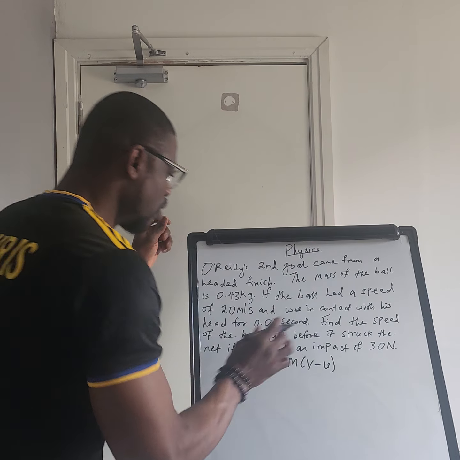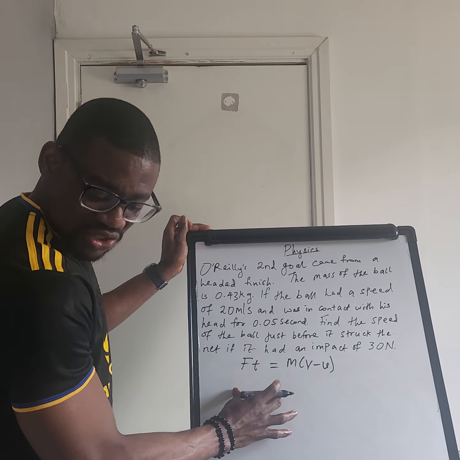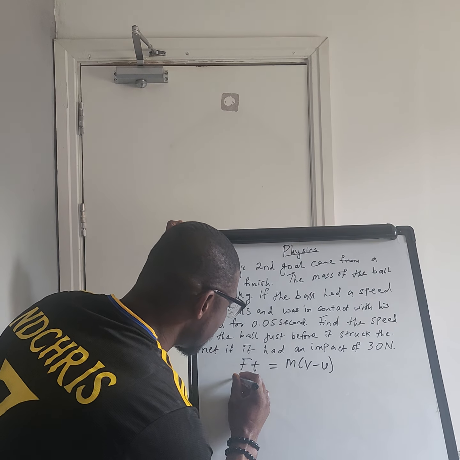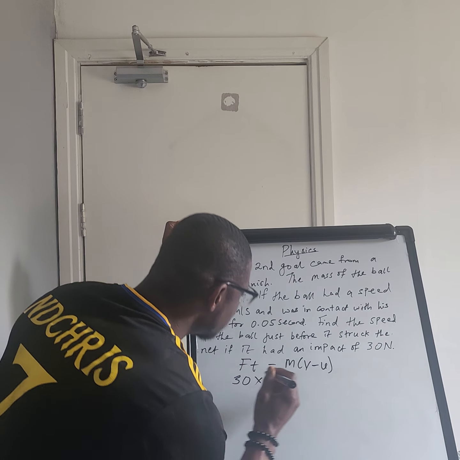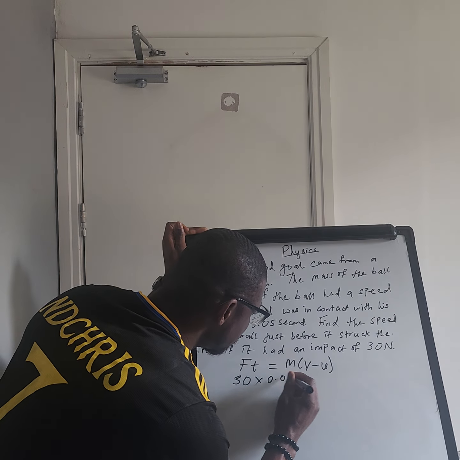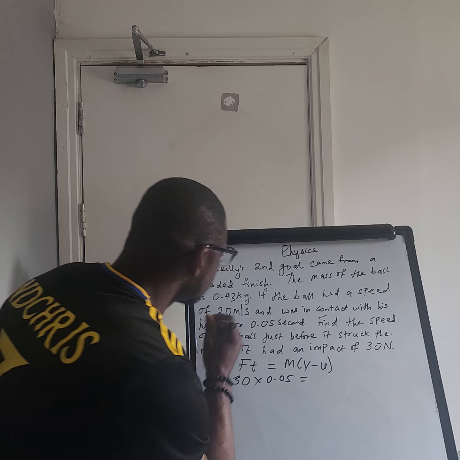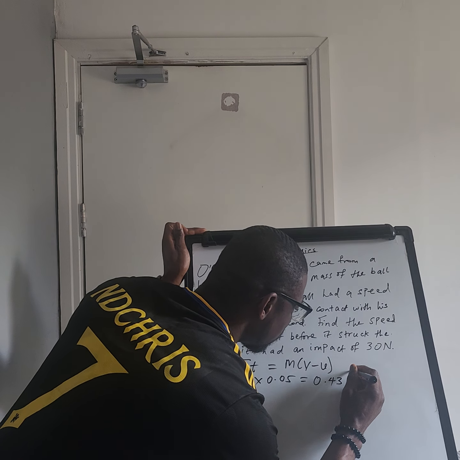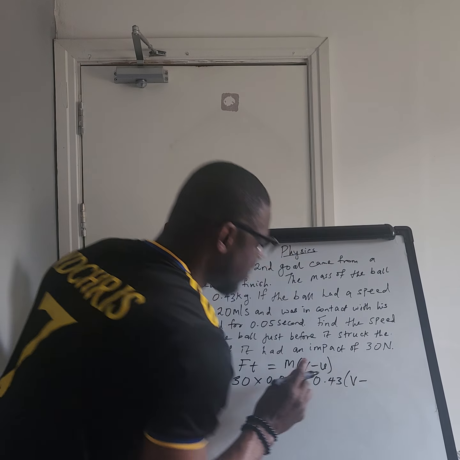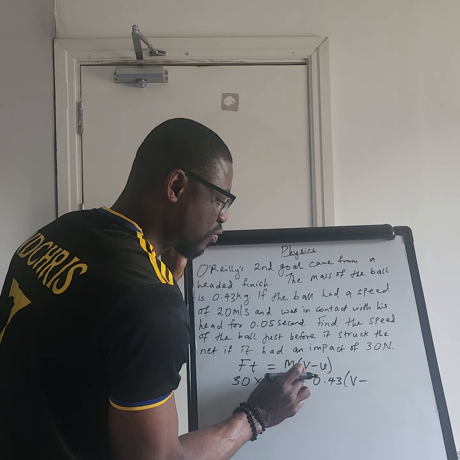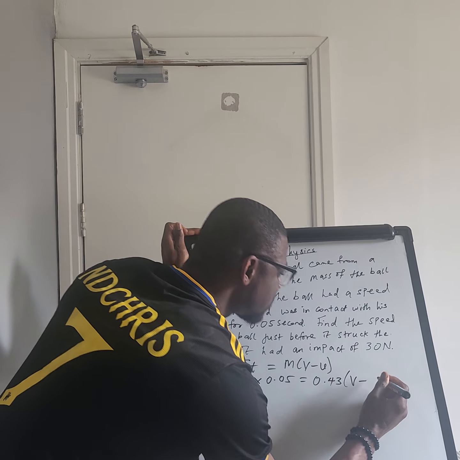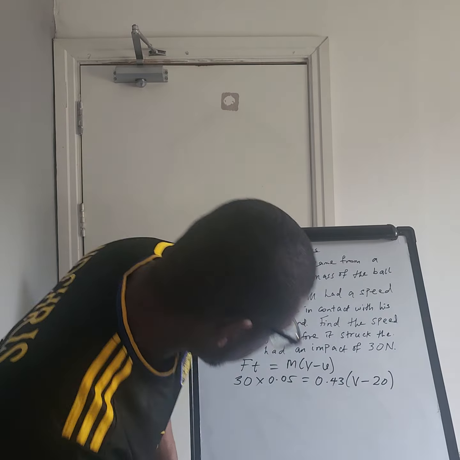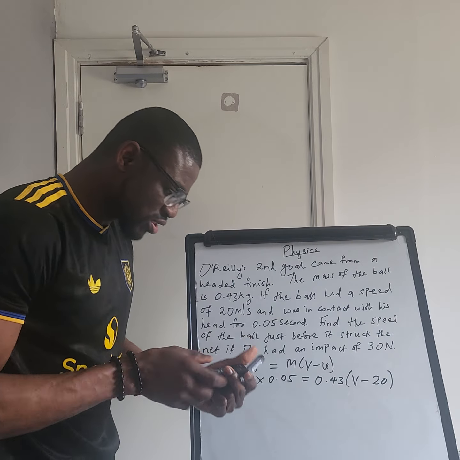Now, we substitute the values into this expression. The force of the header was 30 multiplied by the time of duration, which is 0.05. That equals the mass of the object, which is 0.43. That is the ball. Bracket open, v is the final velocity. We don't know it. And the initial velocity given is 20. For the sake of space, I'll just solve this straight.